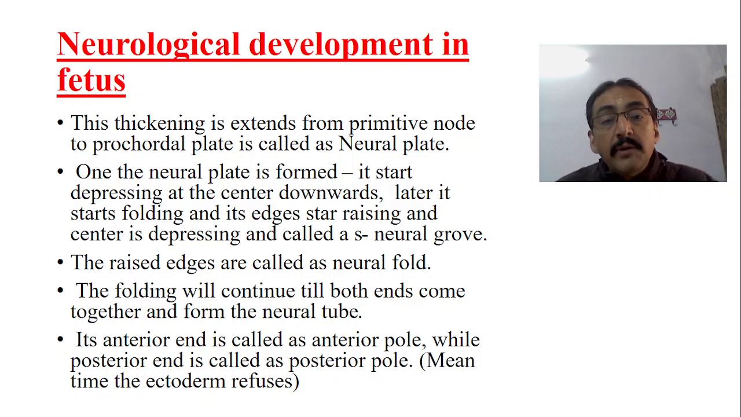The folding will continue till both ends come together and form a neural tube. That means the edges will continuously grow until they form a tube-like structure, and this is called the neural tube. So a series of changes takes place from the notochord: there is a thickening, then formation of the neural plate, then the neural groove, then the neural folds, and they form the neural tube. The anterior end of this neural tube is called the anterior pole, while the posterior end is called the posterior pole.